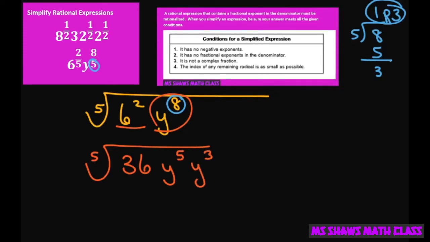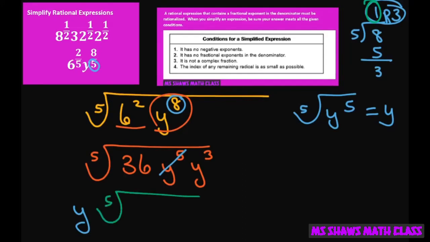So what's going to happen is, when you do the 5th root of y to the 5th, that just equals y. So we're pulling this out and just making it y. That's where the 1 comes in. You're pulling out 1 y. Then you have the 5th root of 36, and our remainder is 3. So that's going to be y cubed. And this will be your final answer.